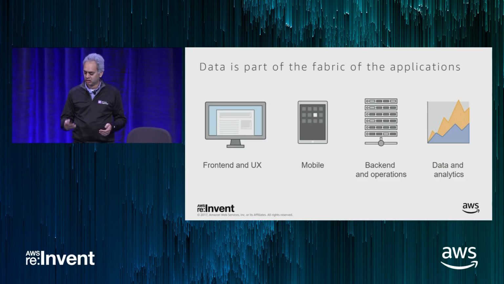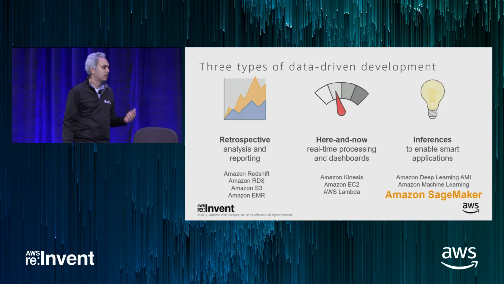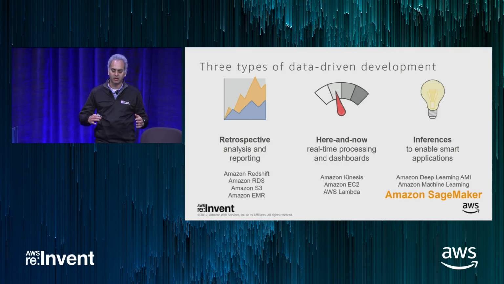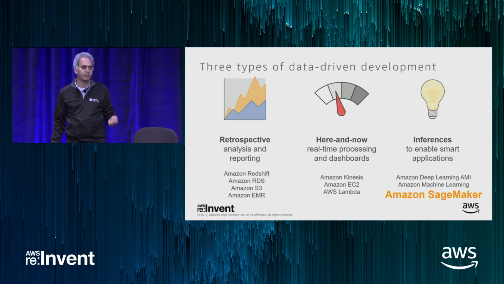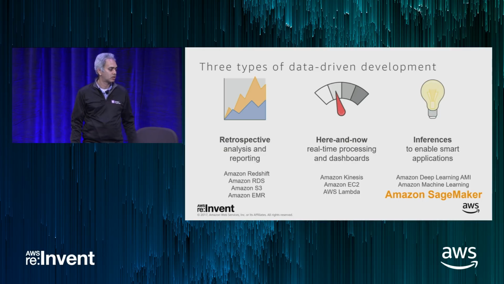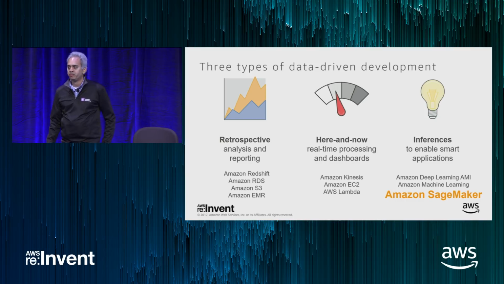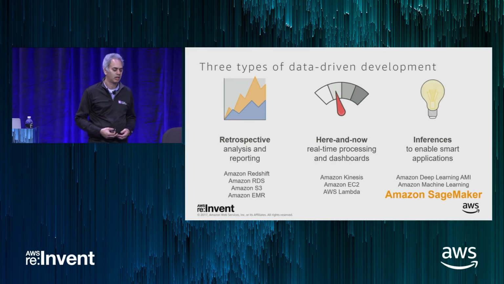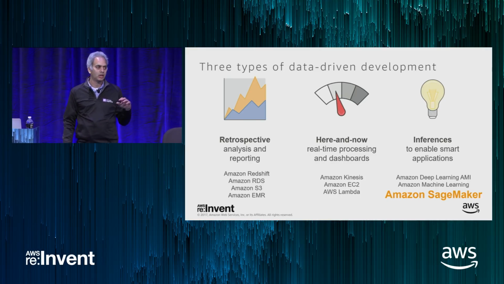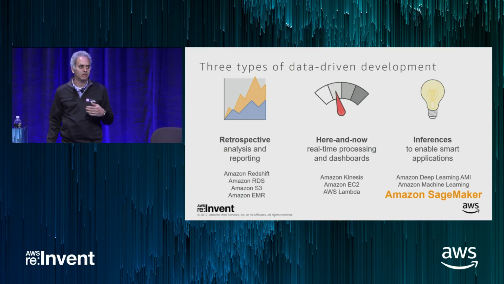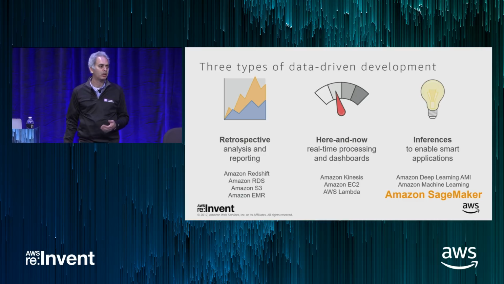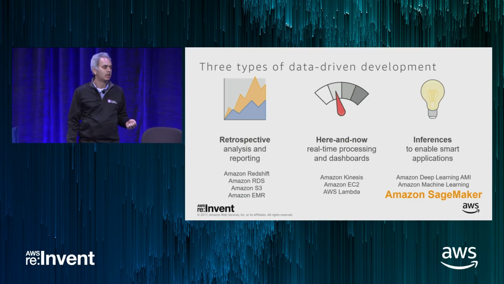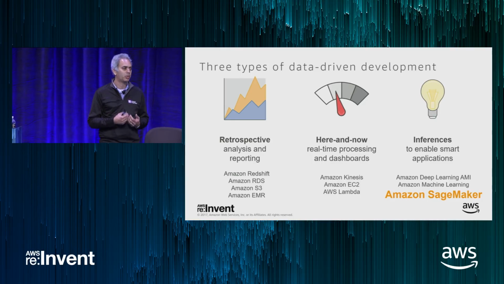As part of that, AWS has thought of this as grouped into 3 different types of data-driven development. We have products that are focused on retrospective use of data, and you have excellent products like Redshift and RDS. There are some products focused on here-and-now processing of data, like Kinesis, for instance. And then you have this third set of platform products around inferences and using this data in order to come to logical conclusions that you can actually use in your products to make them much better.